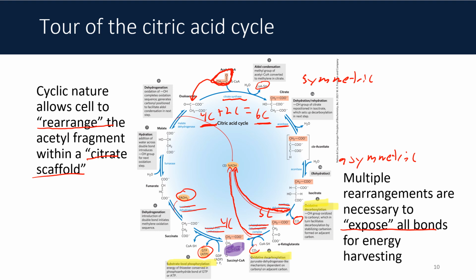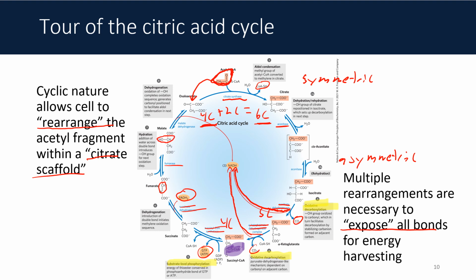But back into the cycle proper, we're now going to see fumarate be acted upon by the enzyme fumarase, which is going to take this double bond that we formed in the previous step, and we're going to hydrate it into an alcohol.